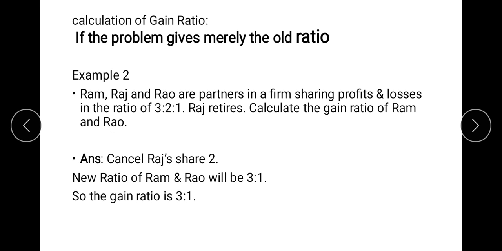Calculation of gain ratio if the problem gives merely the old ratio. Ram, Raj and Rao are partners in a firm sharing profits and losses in the ratio of 3:2:1. Raj retires. Calculate the gain ratio of Ram and Rao. Here you have to cancel Raj's share. Raj's share is 2 here. New ratio is 3:1. So the gain ratio is 3:1.